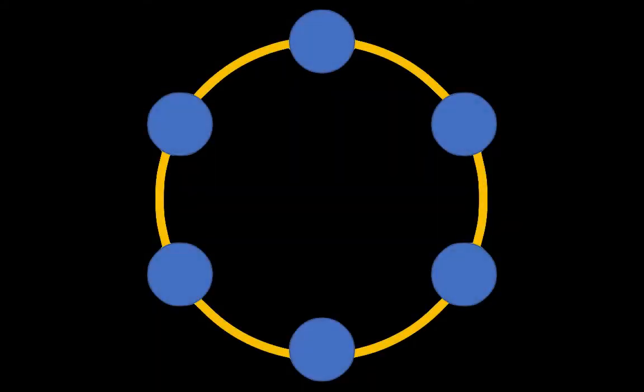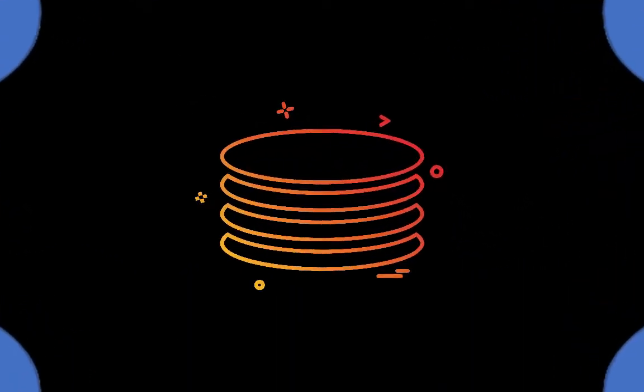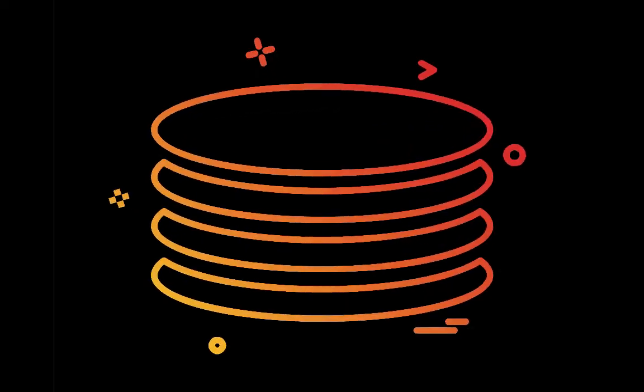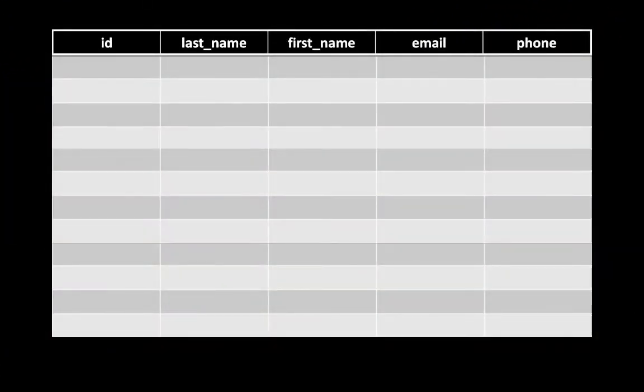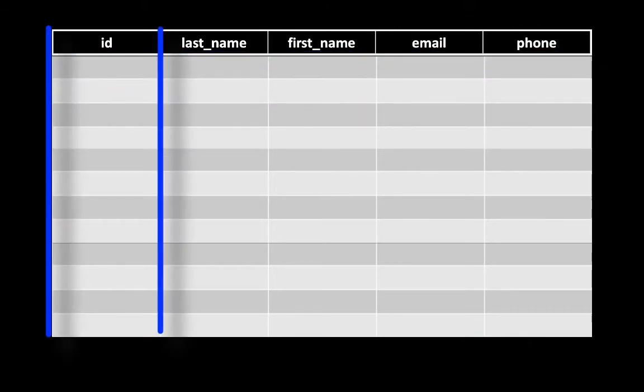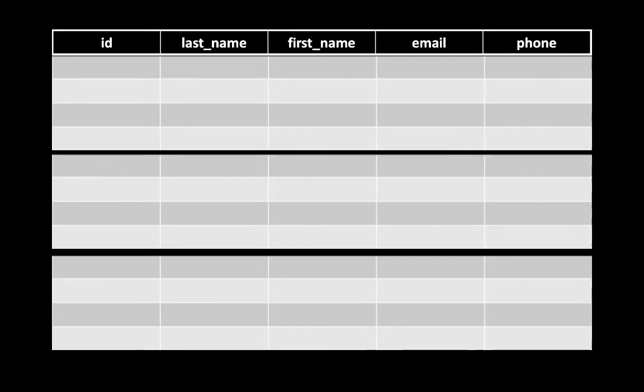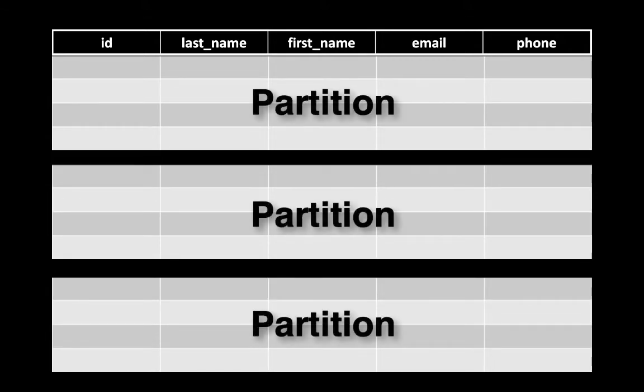Cassandra uses a set of one or more machines to store and process data. We call this set of machines a cluster. Clusters contain databases, which Cassandra refers to as keyspaces. Keyspaces contain tables, and tables logically contain rows and columns. Notice that I said tables logically contain rows and columns. Actually, Cassandra tables contain partitions, and partitions contain rows and columns.